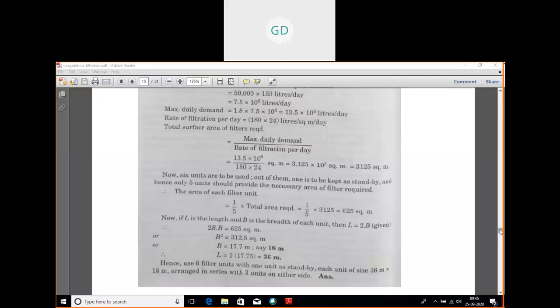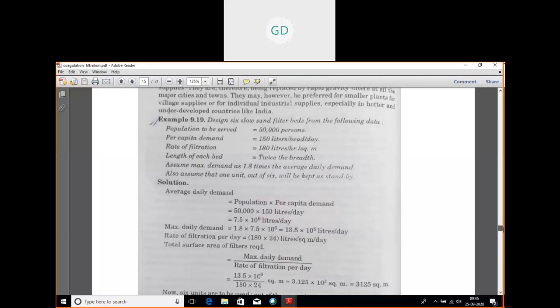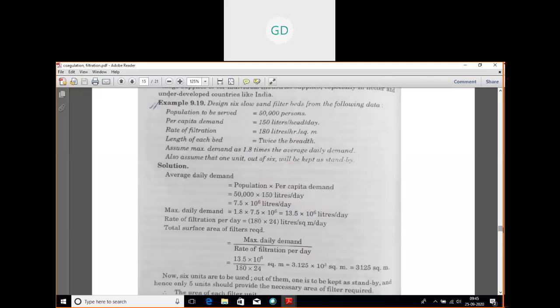I hope you can understand. This is not a tough numerical, if you can remember the formulas of average daily demand and maximum daily demand, then you can find it out.